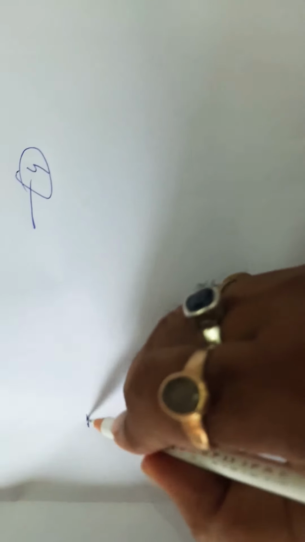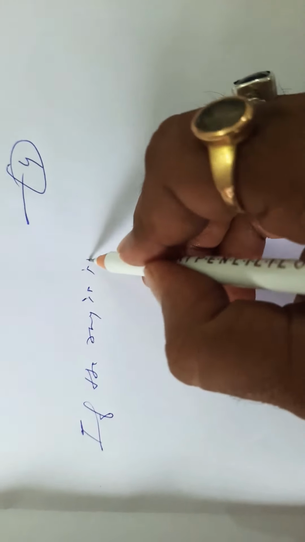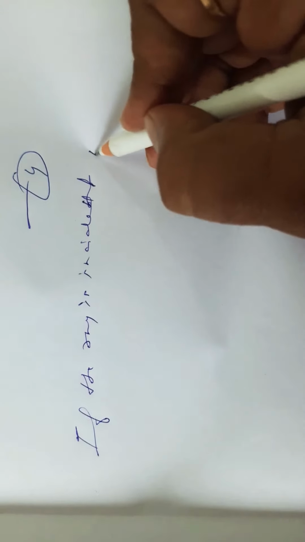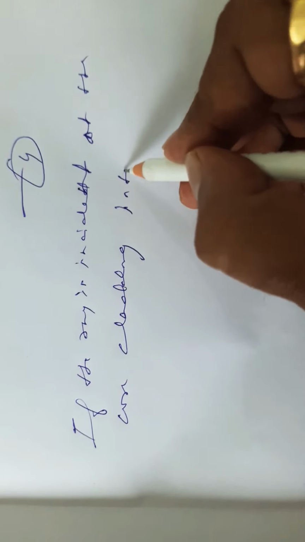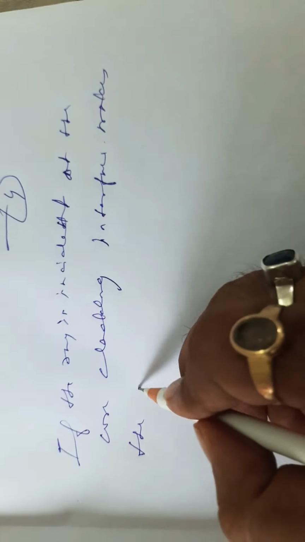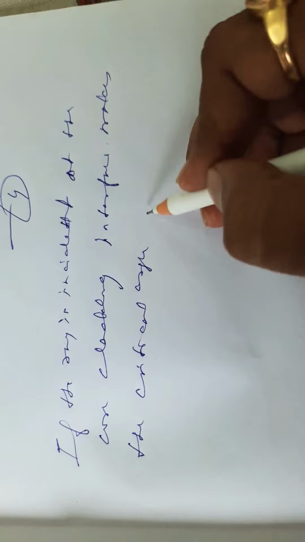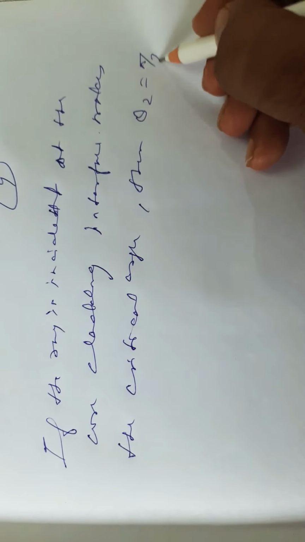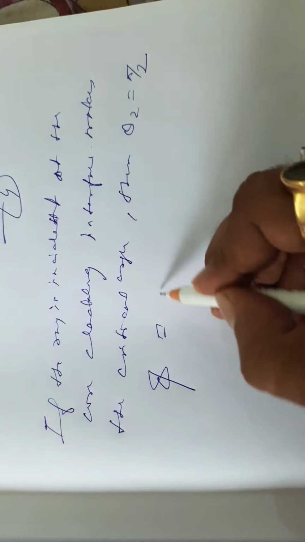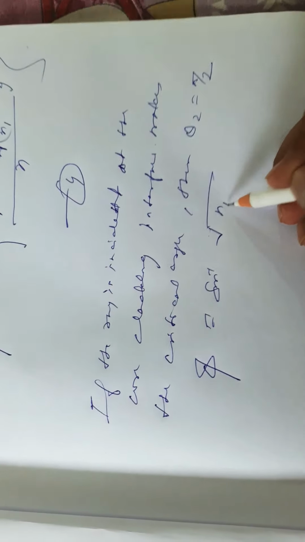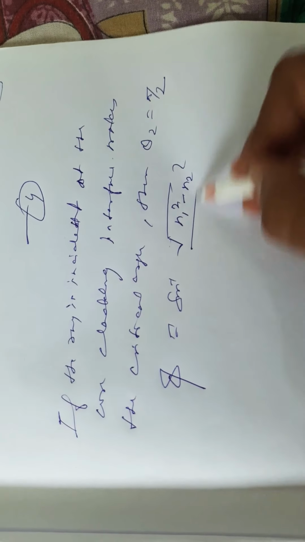Now if the ray is incident at the core cladding interface and makes the critical angle, then theta 2 will be equal to pi by 2 radian, and hence phi will become sine inverse of under root n1 square minus n2 square by n. So you will get phi equal to this much.